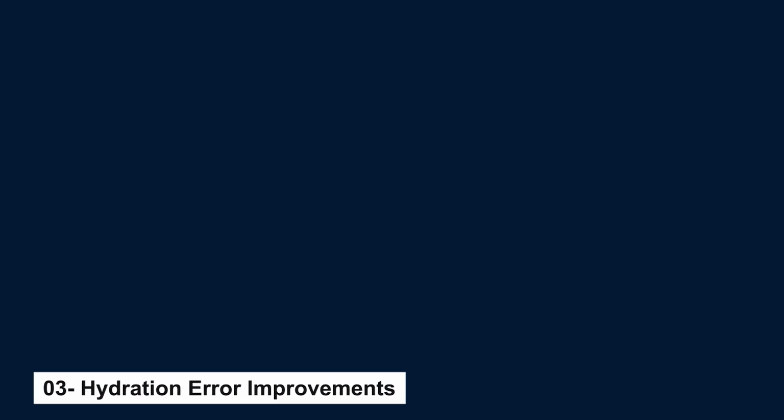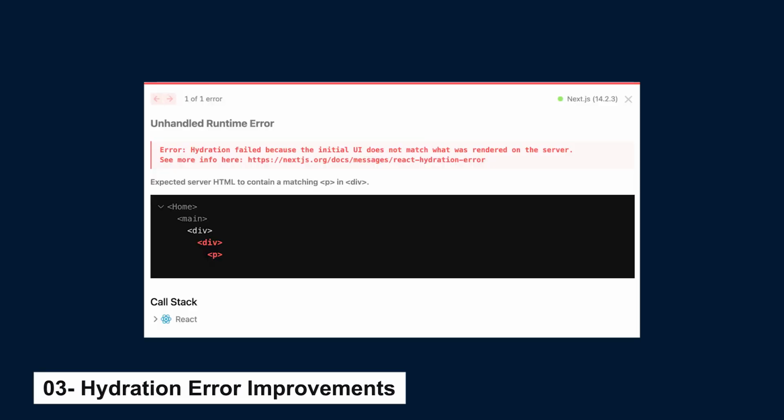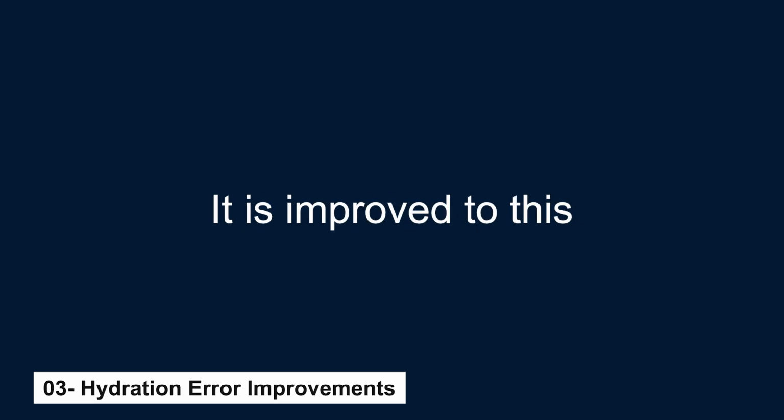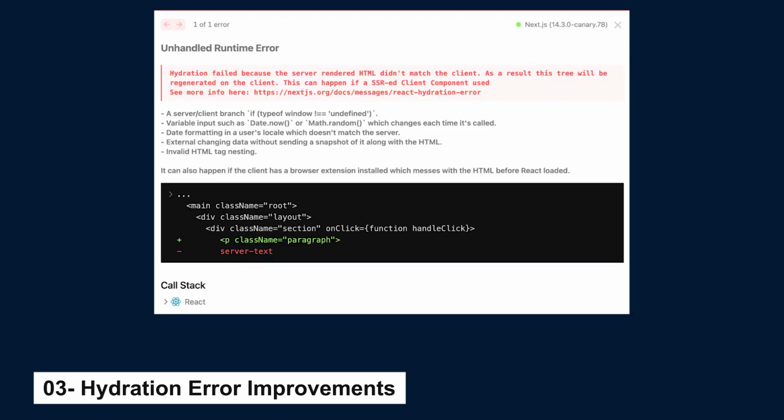The next change is hydration error improvements. Hydration error is one of the biggest errors you face. In version 15 RC, the hydration error view is improved, and we can understand the error better. Vercel started this improvement from version 14.1, but it got better in version 15, and we can see the source of the error as well as some suggestions.